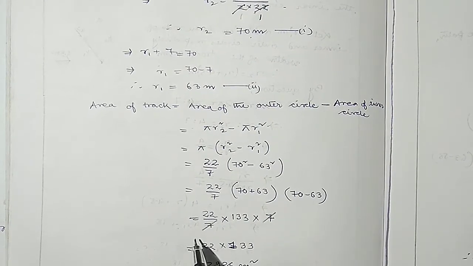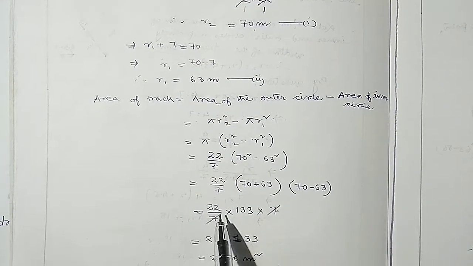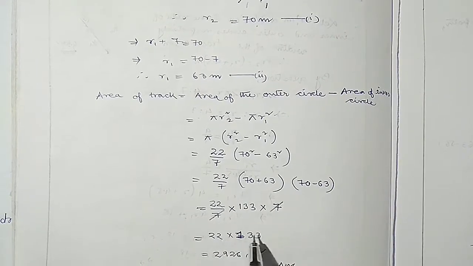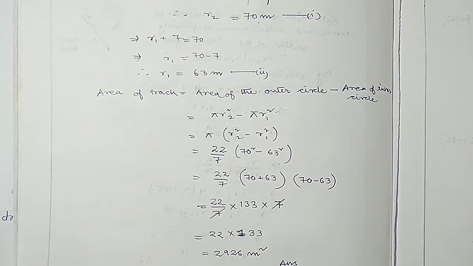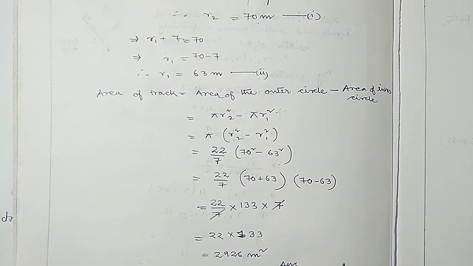This 7 and this 7 can be cancelled. So we are left with 22 and 133. If these two are multiplied, we will get 2926 meter square. So that's the area of the track. I hope this one is clear.